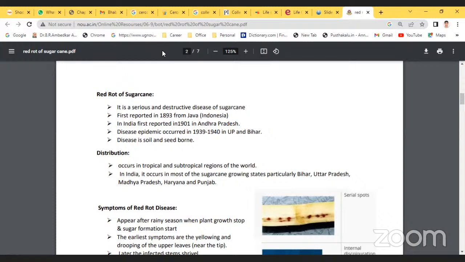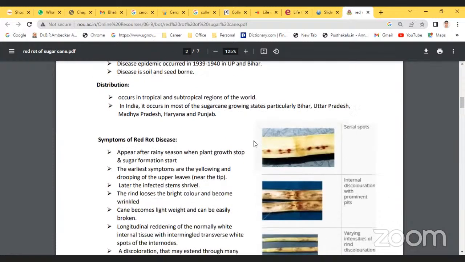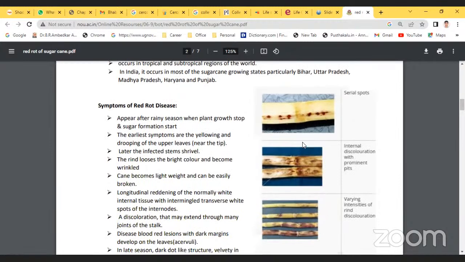The affected stems, when split longitudinally, show red streaks. Just look at this diagram. These are the red streaks, internally and externally, caused by Colletotrichum falcatum. There is internal discoloration with prominent pits, and varying intensities of rind discoloration. This is the external part, and this is the internal part. These are serial spots of red spots.